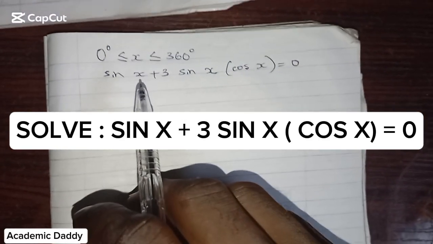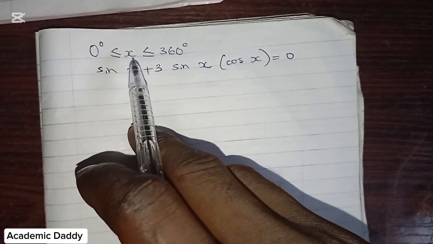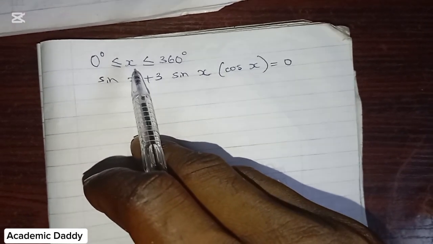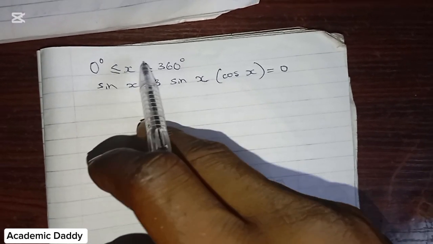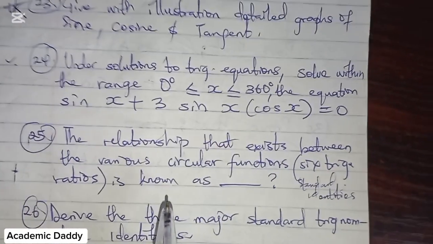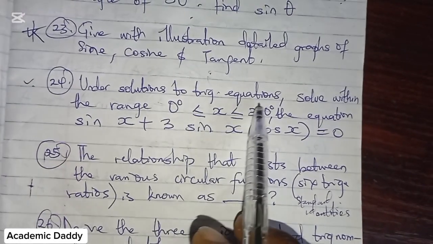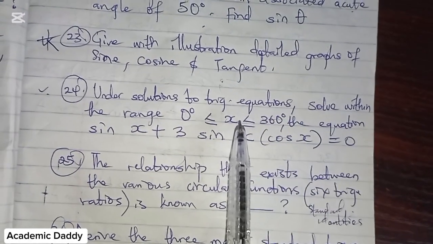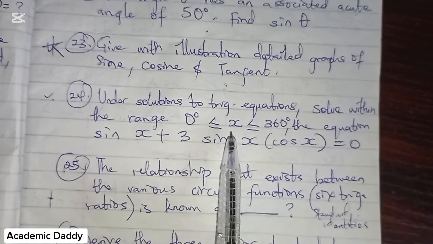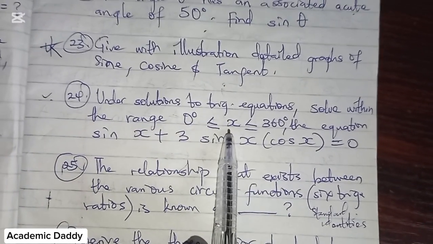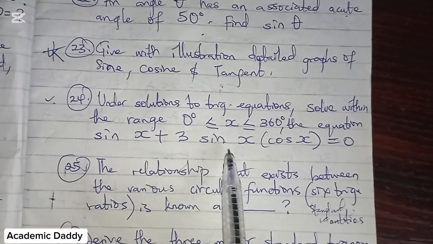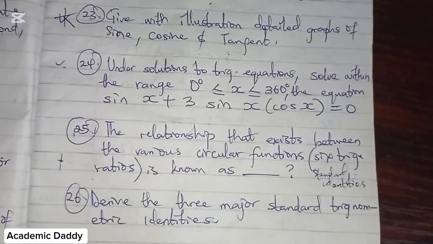Okay. The question given to us is 0 less than or equal to x, sorry, x less than or equal to 360. This is the question, so we should solve this equation. Anytime you see this kind of thing, they're asking you to find values for x. So sin x plus 3 sin x cos x equals 0.